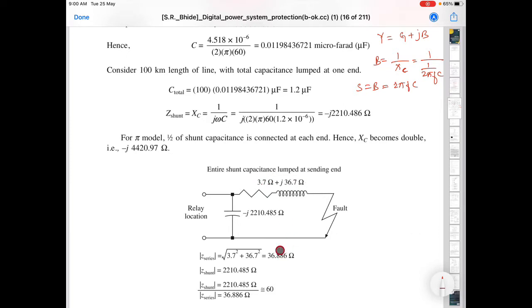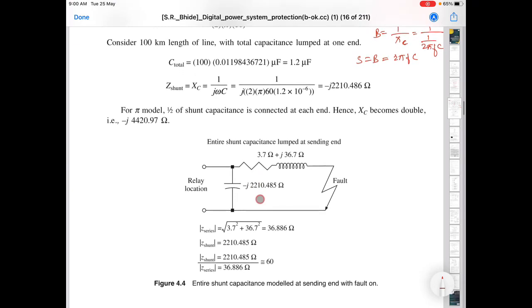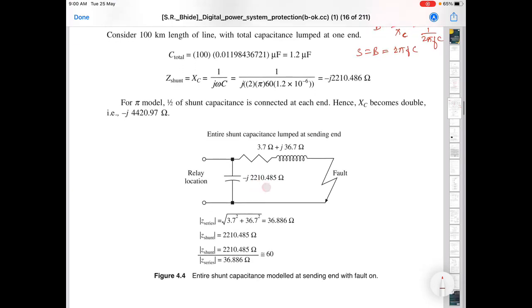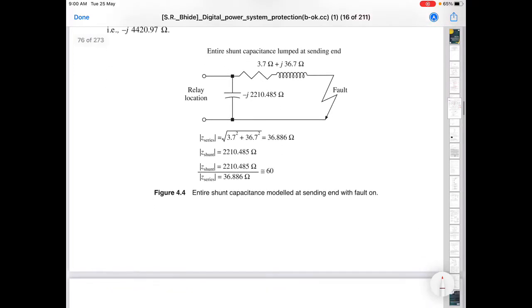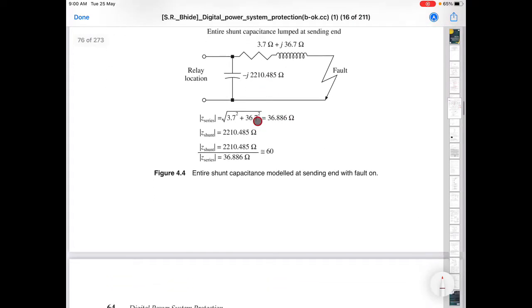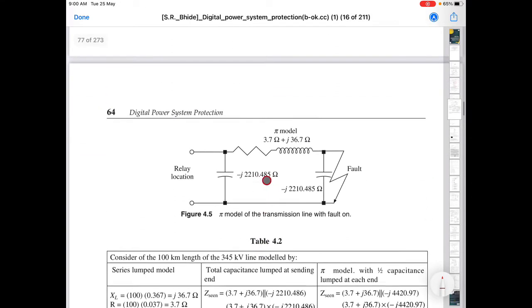Yes, magnitude, we calculate magnitude like this only, right. Yes, we know how to calculate the magnitude of this. So we have calculated, and Z shunt magnitude is, because it is having only one term, its magnitude is 2210.48, okay. We don't need any ratio here, okay. Now we have pi model, okay.